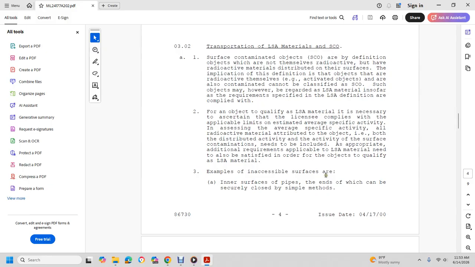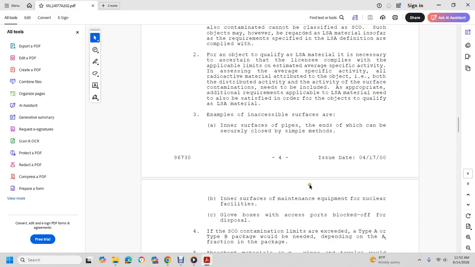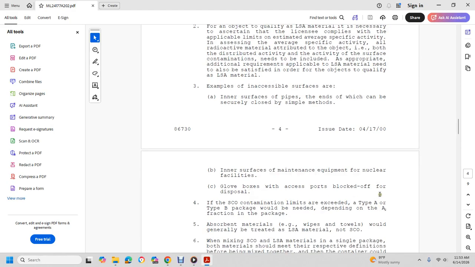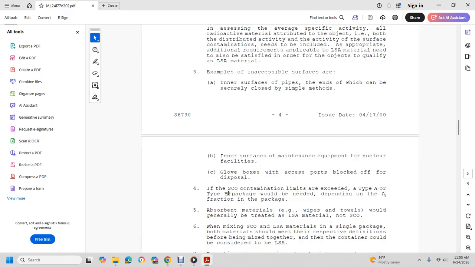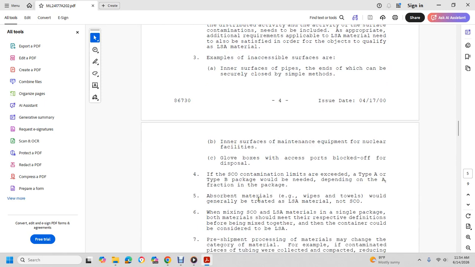Example: the inaccessible inner surface of pipes, where the ends can be securely closed by simple methods. The inner surface maintained with the equipment of a nuclear facility, a glove box with the access ports blocked off, with the disposal of the surface contaminated objects. Contamination limits for Type A and Type B packages would depend on the A2 fraction of the package.